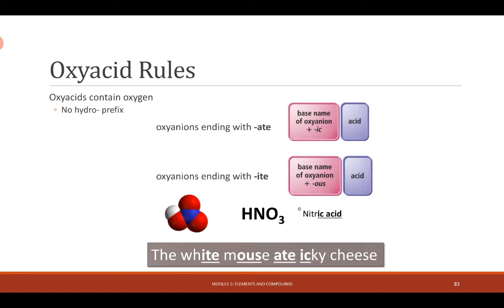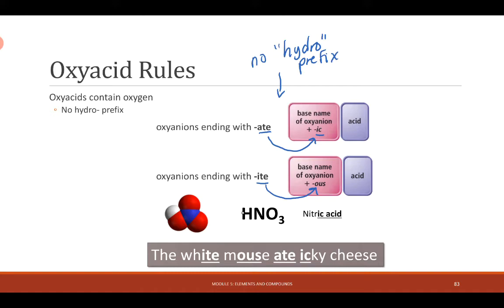Oxyacids are different. There's no hydro prefix in here, so just write that real big. No hydro prefix. But we do have to update our suffix depending on what suffix that polyatomic ion had. And so if the polyatomic ion ended with ATE, then that suffix gets updated to "ic". And if it had an ITE suffix, then it gets changed to "us".